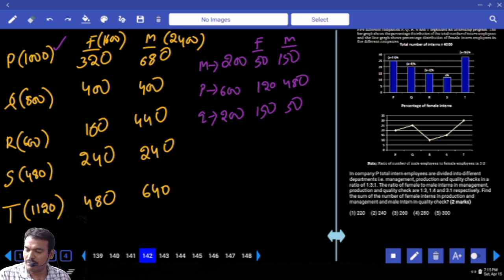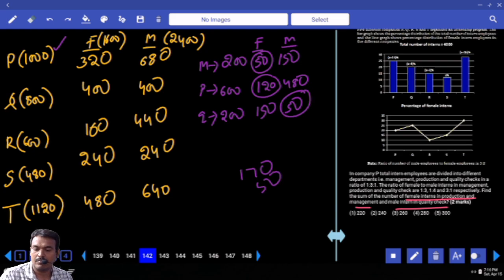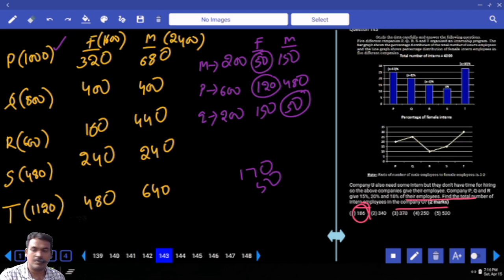What is the question here? Find the sum of the number of female interns in production and management and male intern quality checker. Female production and management. What is the production value? 120. Management 50. 50 plus 120, 170. Male in quality checking 50. 170 plus 50, 220. Next 143.